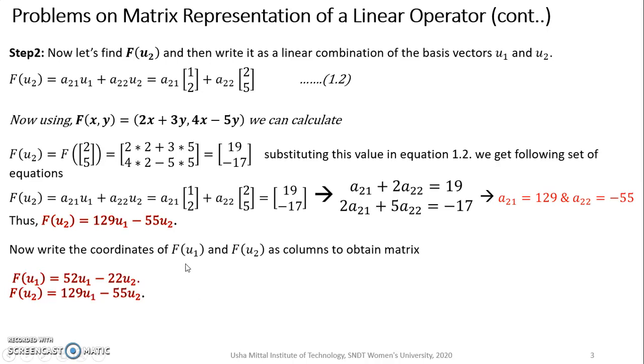Now by considering these two equations, or the linear combinations of basis vectors u1 and u2, that is F of u1 and F of u2, we can now represent our mapping F relative to the basis S in matrix form by writing the coordinates of F of u1 and F of u2 as columns.